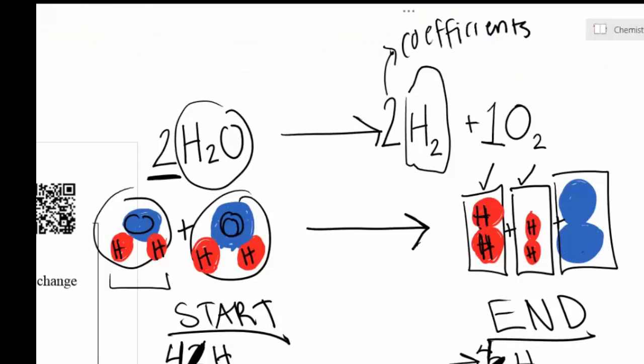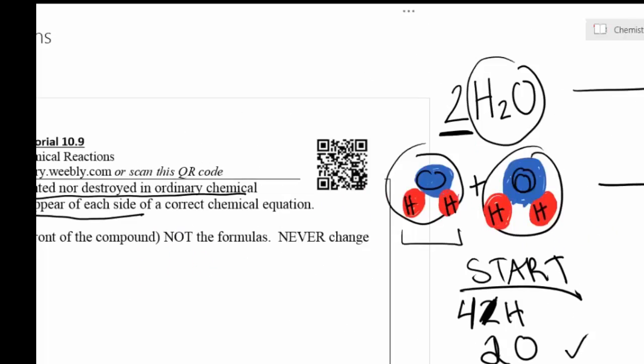Coefficients basically tell us how many molecules we have. So if we start with two molecules of water, we can end with two molecules of hydrogen and one molecule of oxygen. Alright, let's go ahead and balance some more equations.